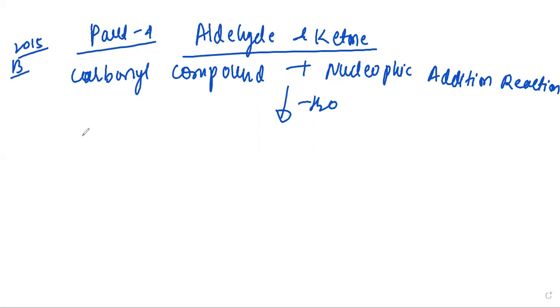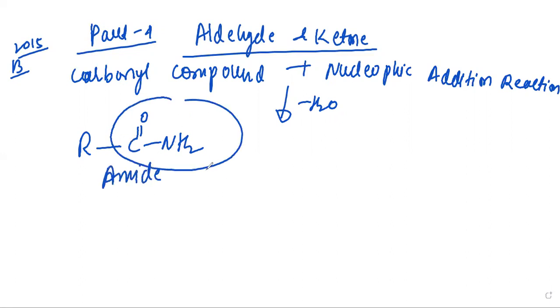Derivative of ammonia. So it will be like RC double bond O NH2. So this functional group is called amide, right? A slightly acidic medium generates the nucleophilic reaction, base with ammonia derivative. So how does it happen?